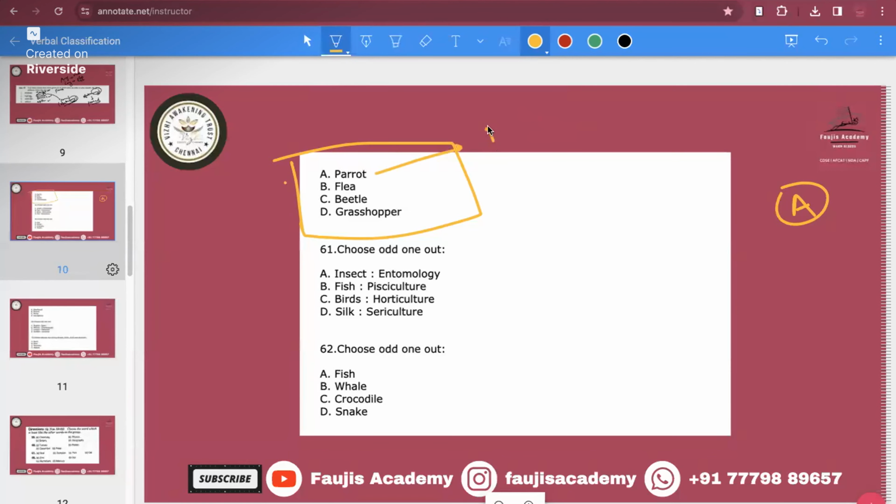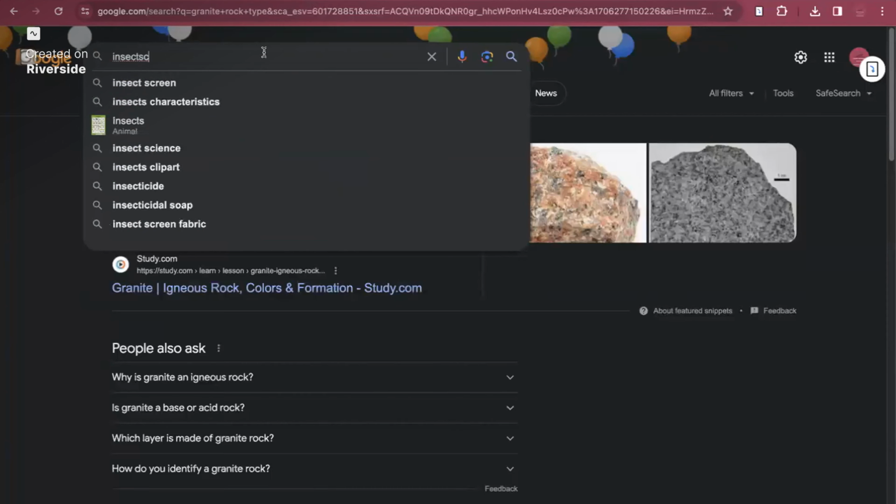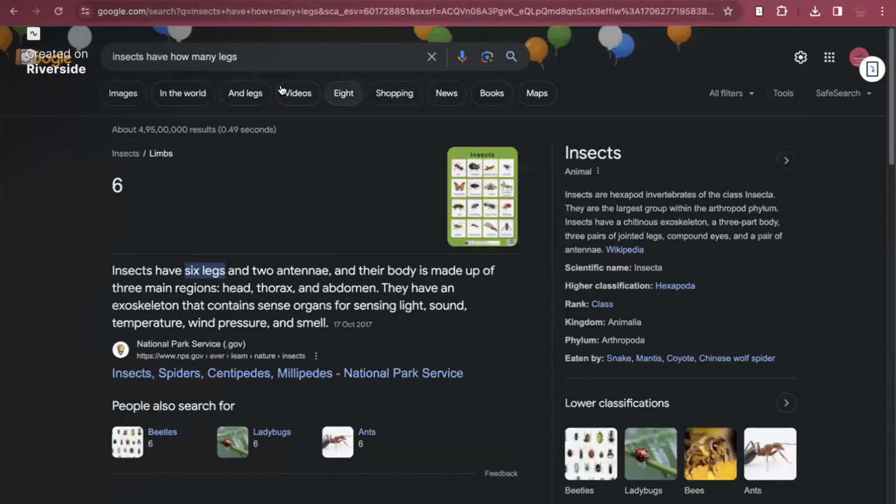Parrot is a bird. Okay. Flea is an insect. Beetle is also an insect. Grasshopper is also considered an insect. And what is the categorization of insect? Look here. Insects have how many legs? Tell me. They will have 6 legs.